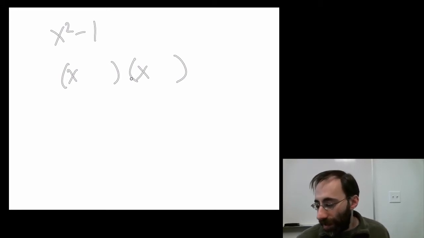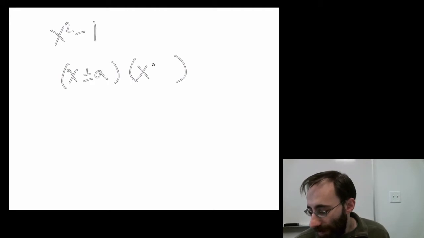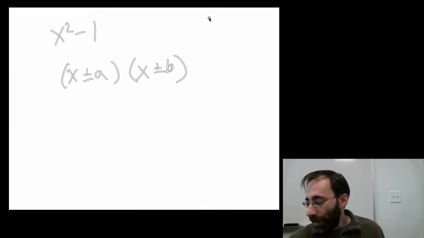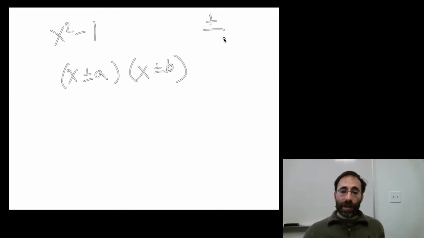And what can I put in here to make this work? The thing in the middle there is a plus or minus. Plus or minus means it could be plus or it could be minus. You don't know the sign. That's a symbol that means that. Okay, so now we have x plus or minus a times x plus or minus b.